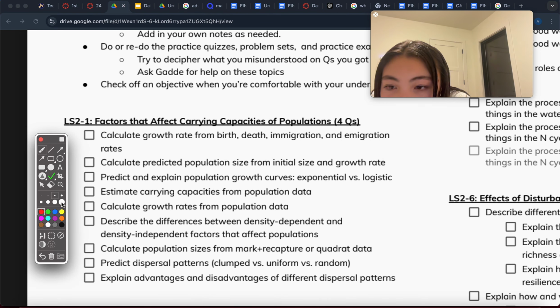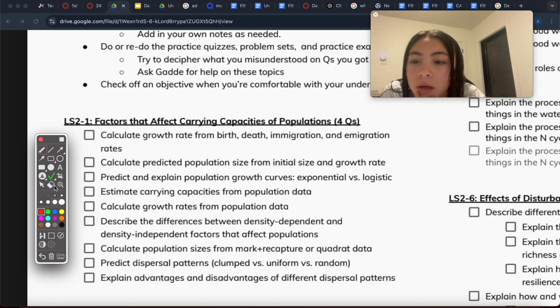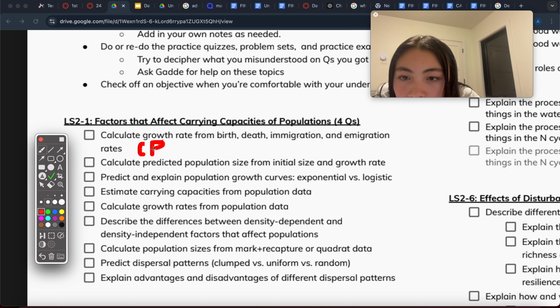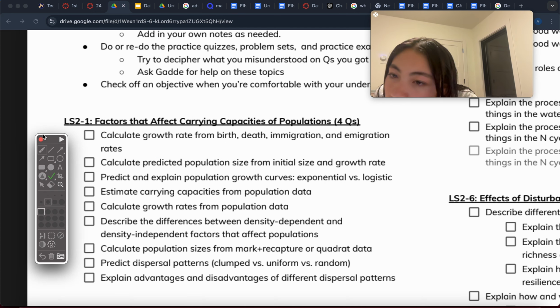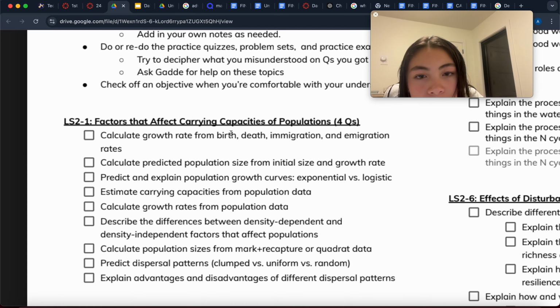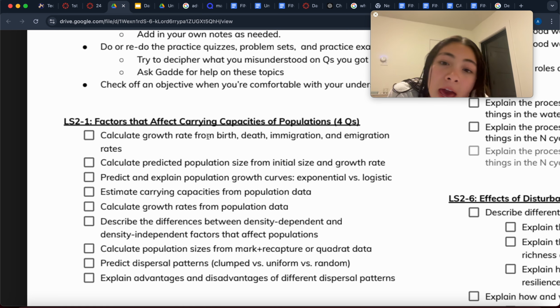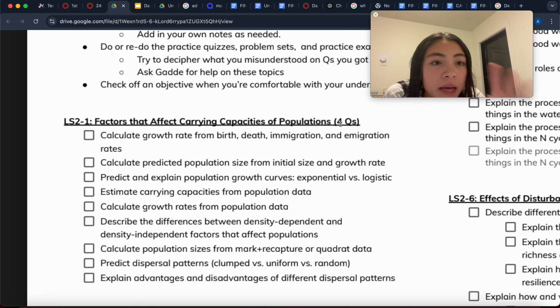Okay, let's start with this. This is just birth plus immigration, and then death plus emigration. Basically, birth and immigration are two positives, and death and emigration are two negatives. So you add the positives and then you subtract the negatives.